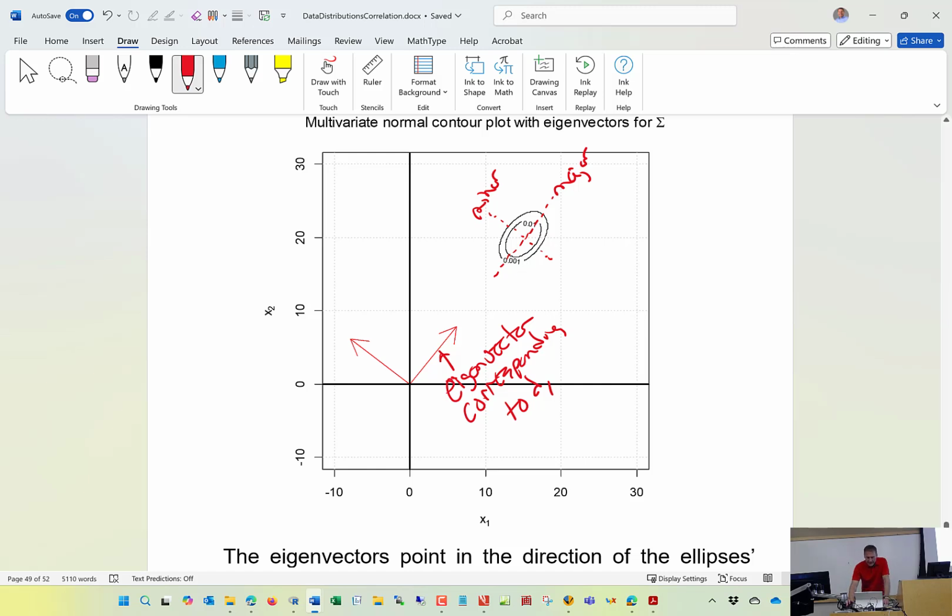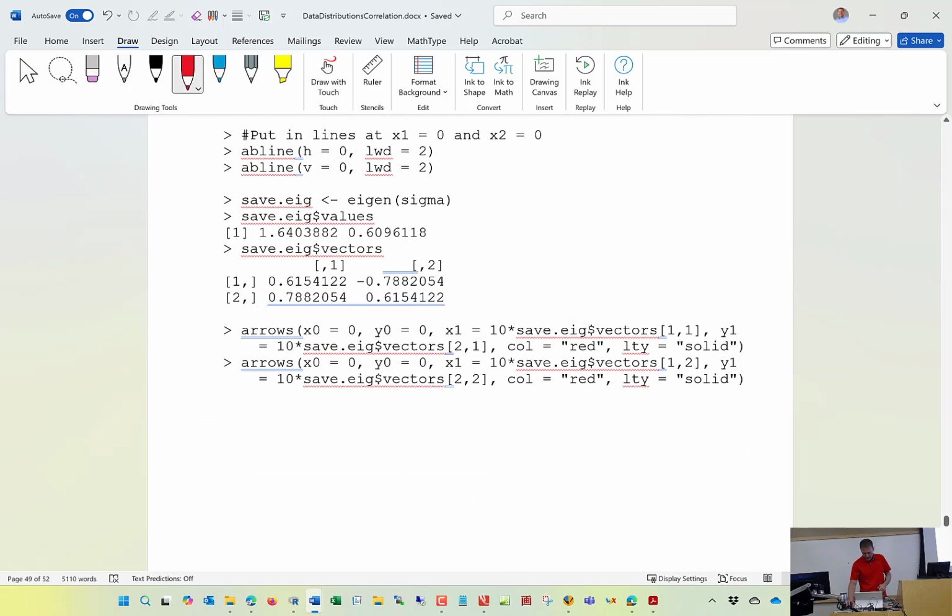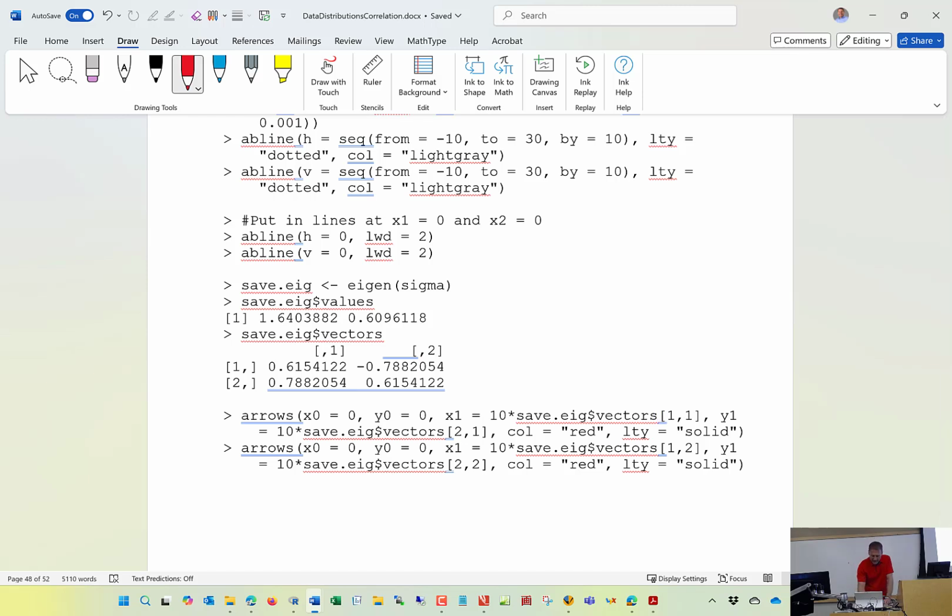Now, we've done this kind of plot for a contour plot, and we've done this kind of plot with the arrows as well, so I'm not going to go through the code here again. How do we find all the eigenvalues and eigenvectors from that covariance matrix? Well, we use the eigen function.